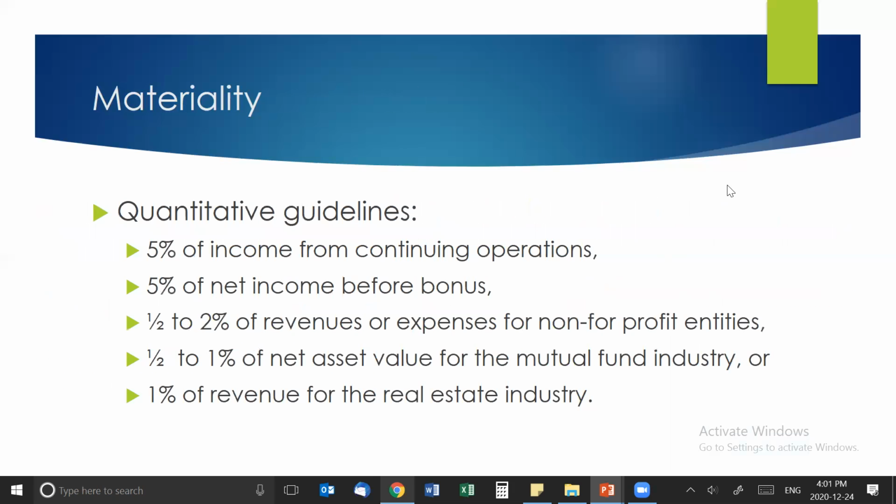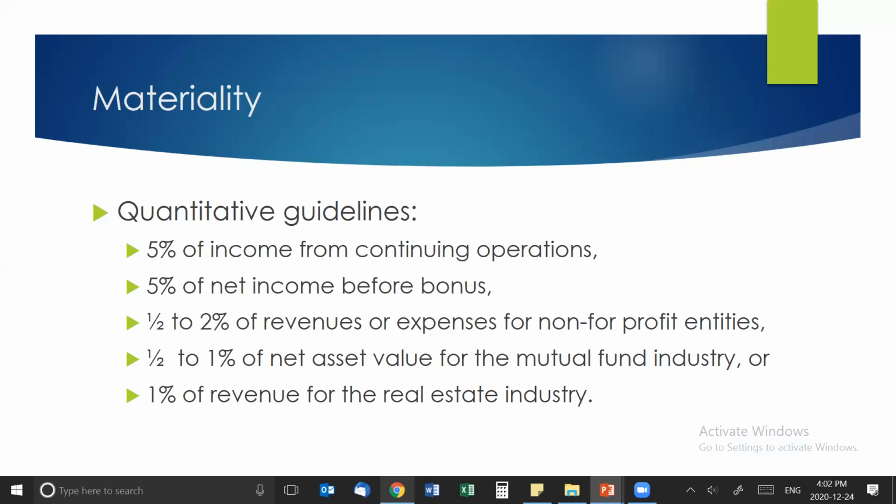Before I go into that slide, let me just show you the guidelines. Like I was saying, you need to figure out what number is most important for the financial statement users, and then we're going to figure out our materiality amount based on that number. These are just some quantitative guidelines.